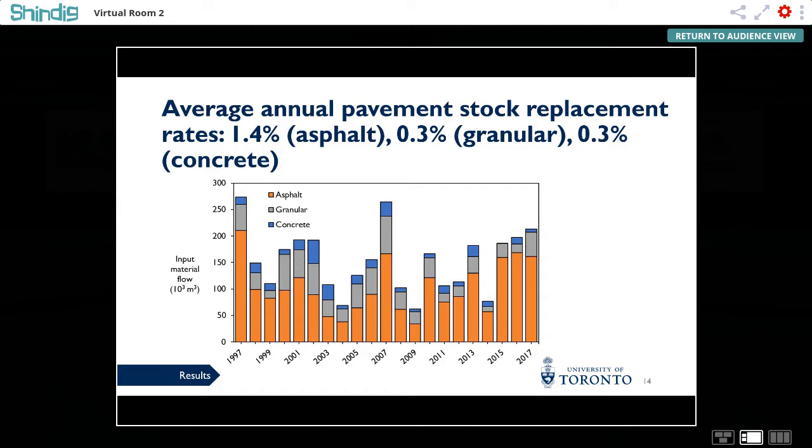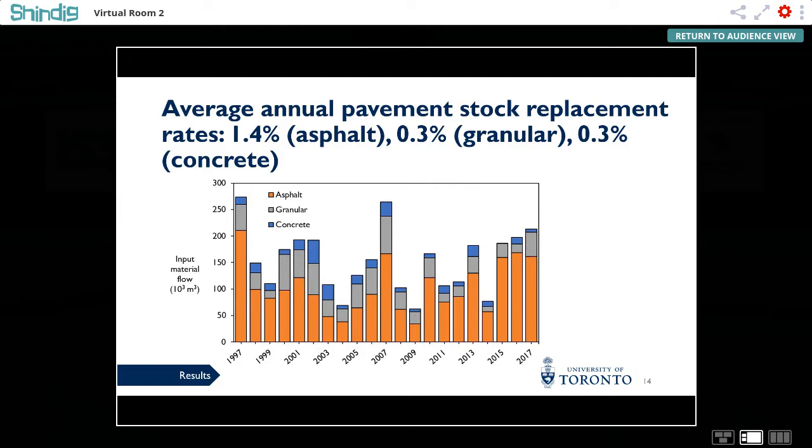And for granular and concrete, those are more or less consistent with what we would expect based on the projected design lives of roads, based again on the City of Toronto's guidelines. And asphalt is more or less consistent with what we would expect based on the rehabilitation of the upper pavement layer that occurs on every 20-year basis, for example.